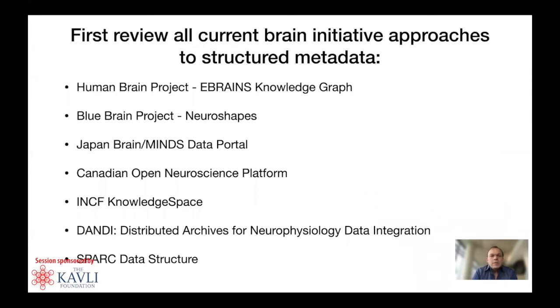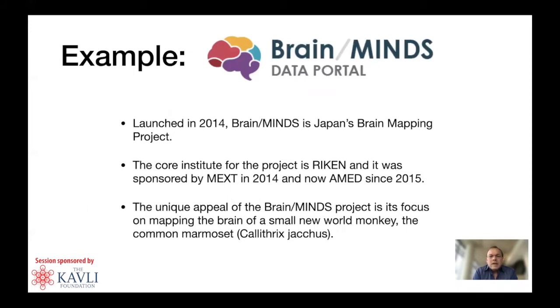So the first thing we did was to review all of the current Brain Initiative approaches to structuring their metadata: the Human Brain Project, EBRAINS' Knowledge Graph, the Blue Brain Project, NeuroShapes, Japan's Brain/MINDS Data Portal, the Canadian Open Neuroscience Platform, the INCF Knowledge Space, the Distributed Archives for Neurophysiology Data Integration, and the SPARC Data Structure. One of the examples that was fleshed out to the state that it could serve as a great working example for the IBI Data Catalog was the Brain/MINDS Data Portal.